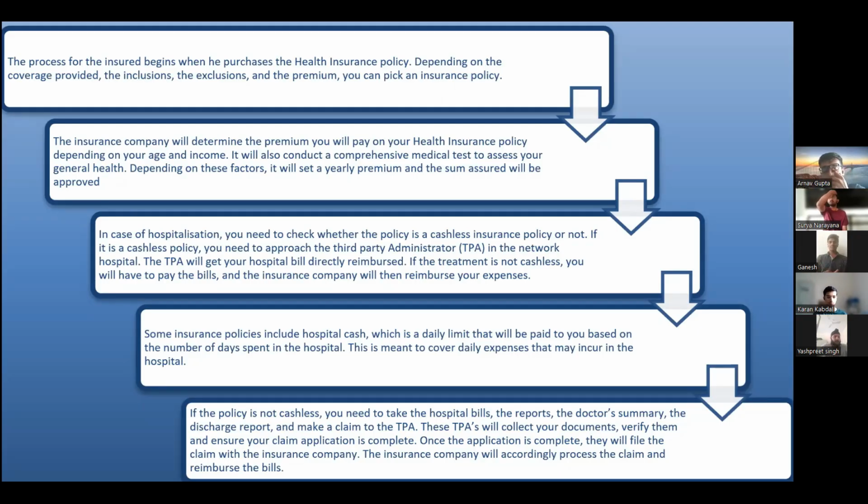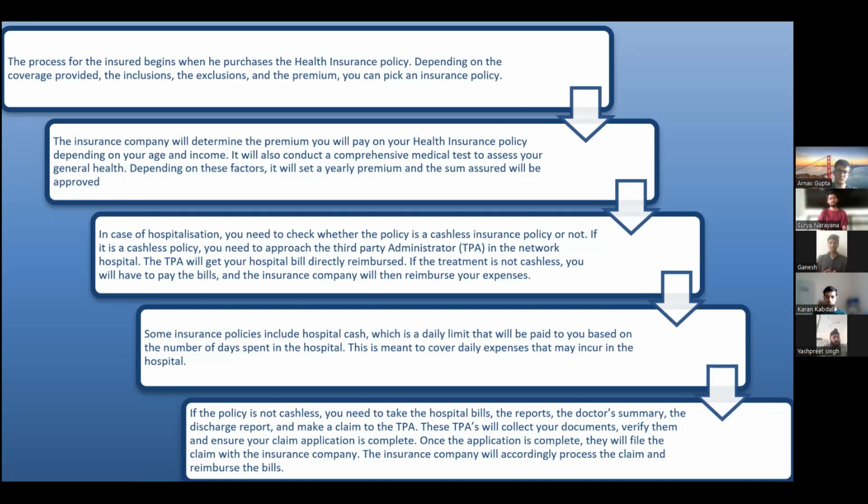In case of hospitalization, you need to check whether the policy is a cashless insurance policy or not. If it is a cashless policy, you need to approach the third party administrator (TPA) in the network hospital. The TPA will get your hospital bill directly reimbursed. If the treatment is not cashless, you will have to pay the bills and the insurance company will then reimburse your expenses. Some insurance policies include hospital cash, which is a daily limit that will be paid to you based on the number of days spent in hospital. This is meant to cover daily expenses that may be incurred in the hospital.